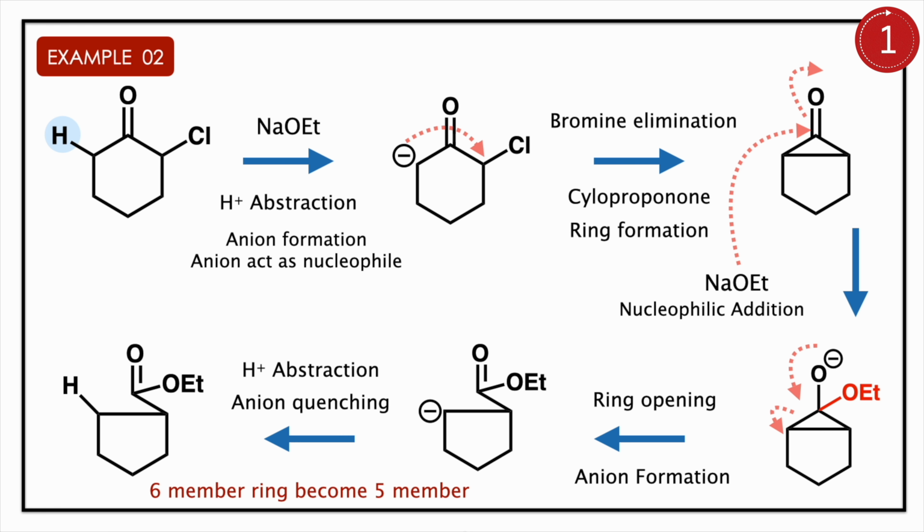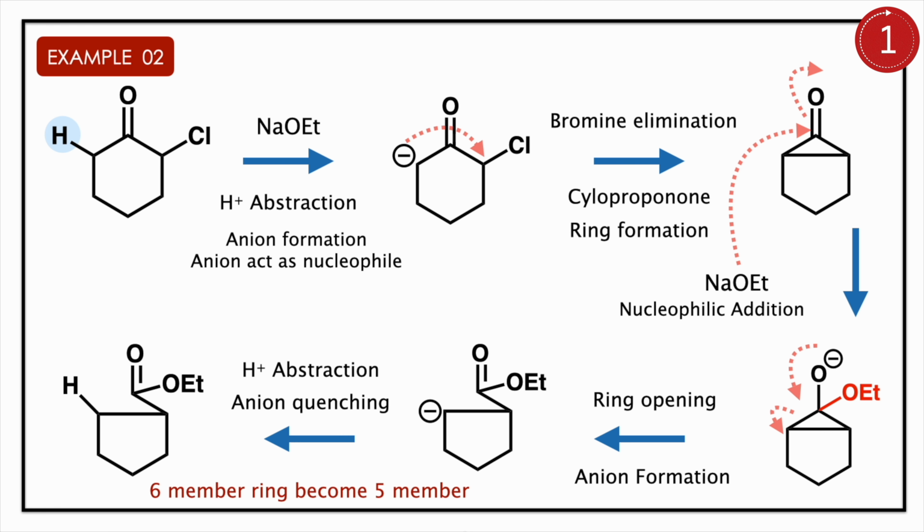It forms cyclopropanone. It is interesting because it all happens in the cyclic system. Then sodium ethoxide attacks. You have a nucleophilic addition reaction with oxygen anion formation. Then the anion has to be quenched. The ring is also very strained because it is a three-member ring. So the anion forms the carbonyl, the ring opens, and you end up with an anion. Then the anion is quenched by the removed hydrogen. That hydrogen comes back and forms the final product.